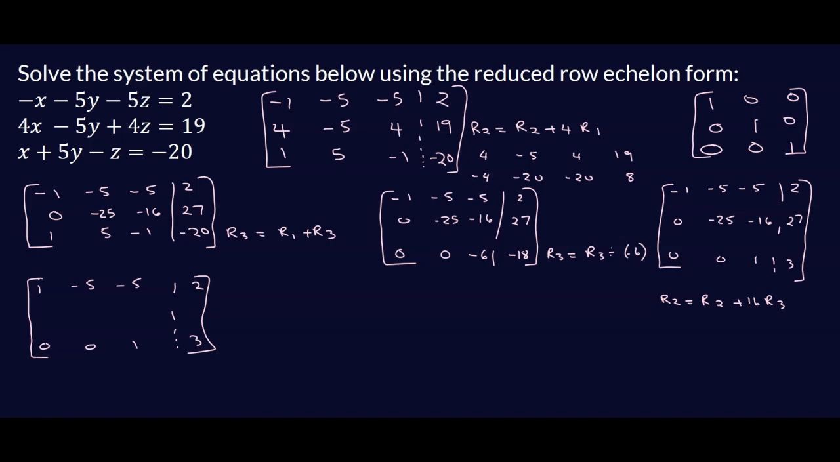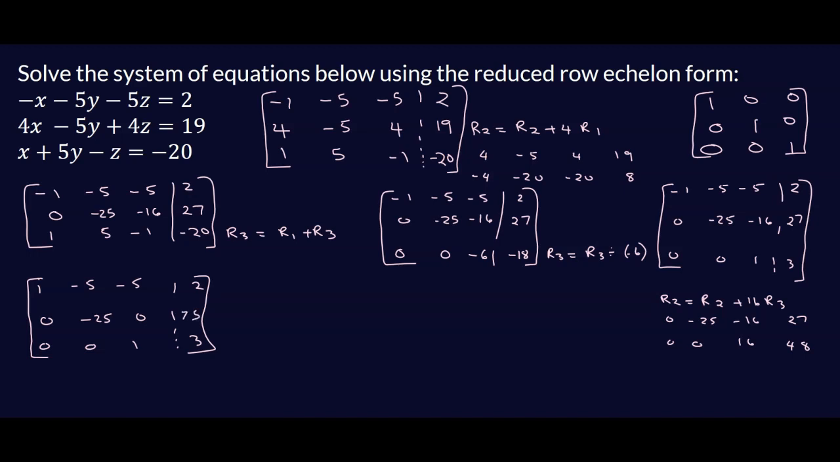So row 2, let's do some work here. Row 2 is 0, -25, -16, 27. 16 row 3 is 0, 0, 16, and then we have 48. So now we're going to add this up. We have 0 here, we have -25, we have 0, and 27 plus 48, we have 75.